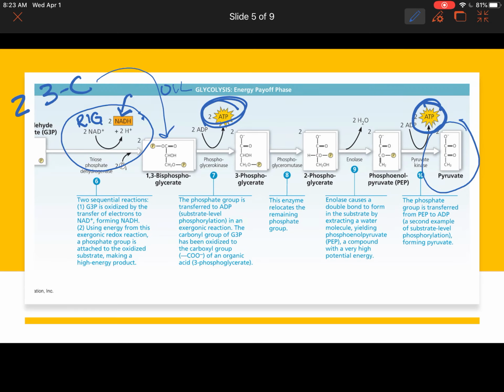Now notice in this figure it looks like there are 2 pieces of paper stacked on top of each other. That's just to remind you that each of these reactions happens twice because we've got 2 3-carbon molecules that are moving their way through these 5 reactions.